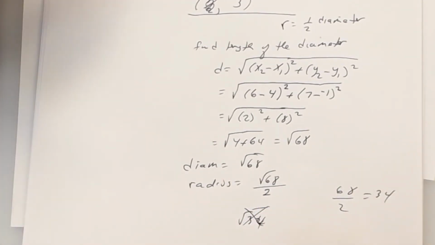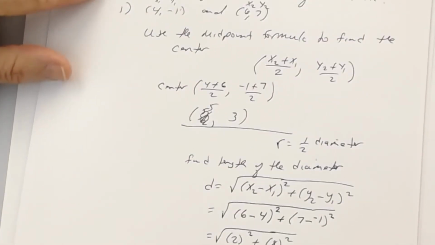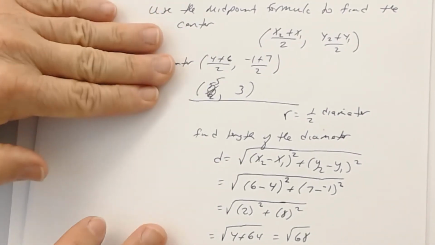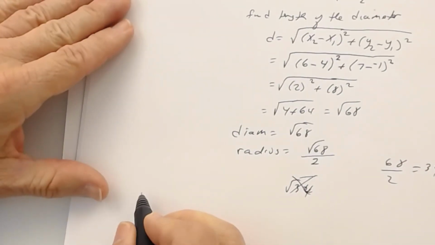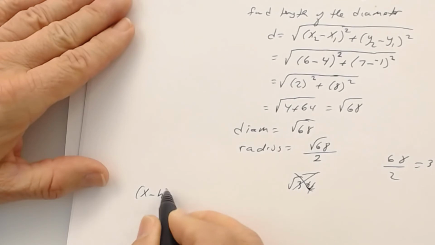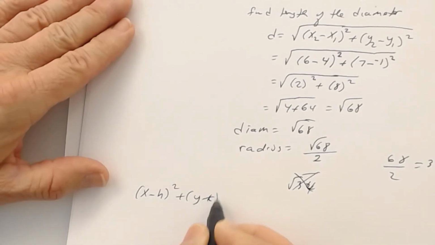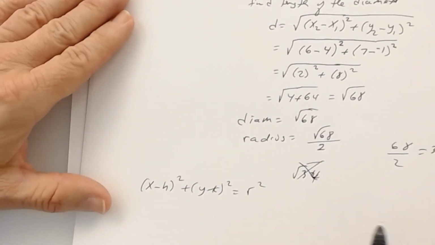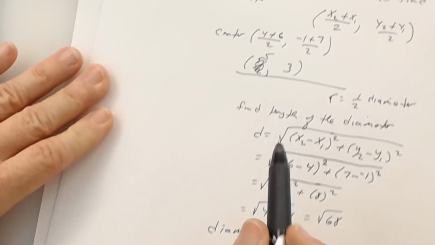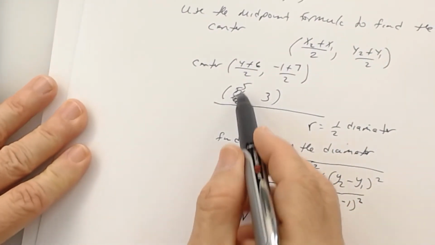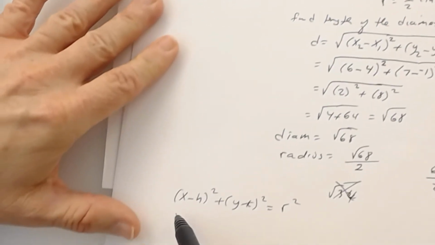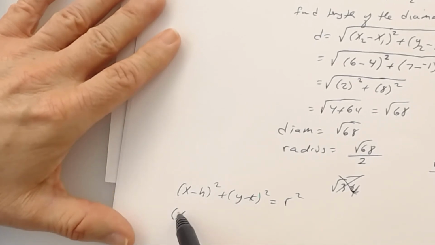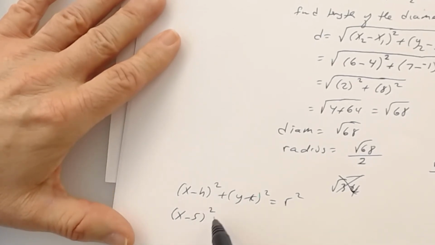All right, now let's go back. We have enough information now to go back and write the equation of a circle. What's the formula for the equation of a circle? x minus h squared plus y minus k squared equal what? r squared. So what is h? 5, right? What is k? 3. So what's going to be my equation right here, this part? x minus 5 squared plus y minus 3 squared equal.